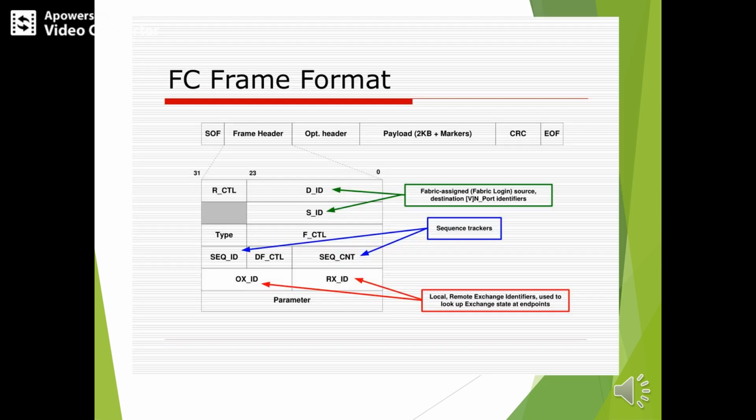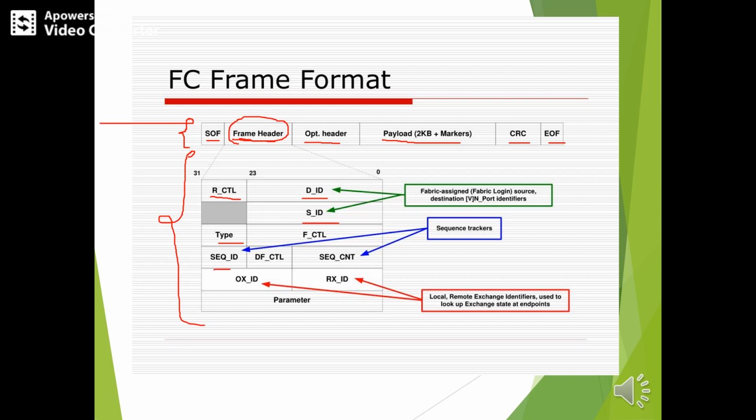So here we can observe that we are having SOF. So this is the actual frame format. It consists of SOF, frame header, optional header, payload, CRC, end of frame. And this frame header once again consists of many fields like RCTL, DID, that is destination ID, source ID, type, sequence ID, parameters, etc.